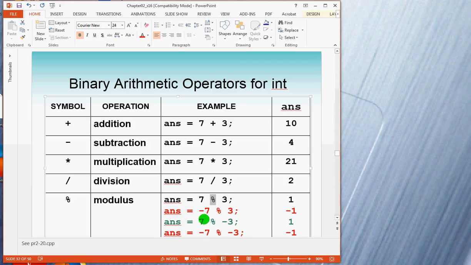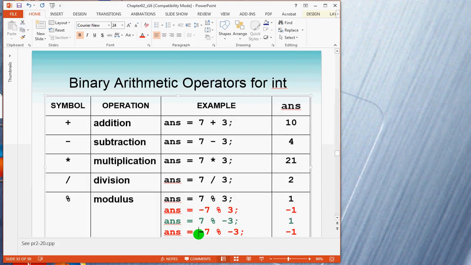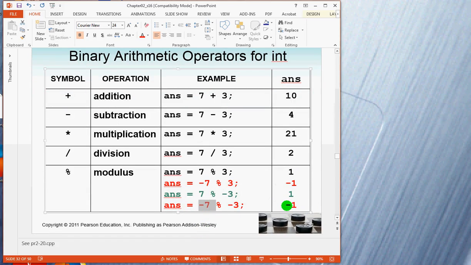Now this function is a little tricky, so you might want to remember what you see here. When the dividend is negative, the mod is negative. When the divisor is negative, it does not have an impact on the sign. So whether or not the mod is negative depends on the sign of the dividend.